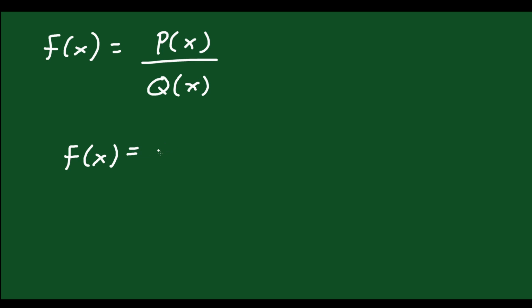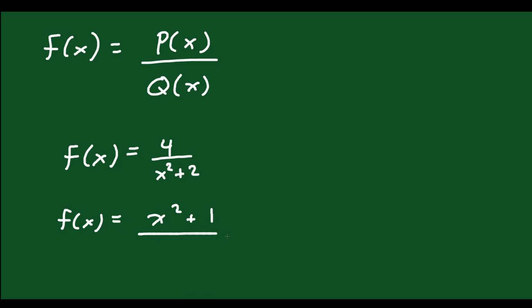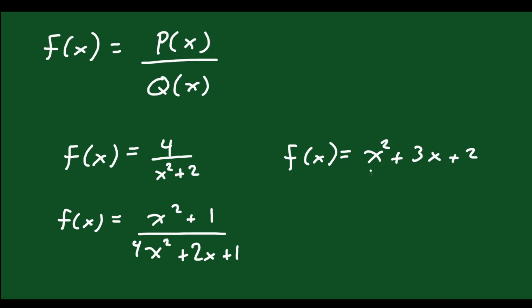So you could see something like f of x equals 4 over x squared plus 2, right? Not completely different to what we were just working with. But you could also have something like f of x equals (x squared plus 1) over (4x squared plus 2x plus 1), so second degree over a second degree. But you could also have something like f of x equals (x squared plus 3x plus 2) divided by (3x plus 1). So the degree on the bottom could be bigger, the degree on the top could be bigger, it could be the same. There's no restrictions as to what is allowed to happen here, although the shapes will look very different depending on what you have, and that's what we have to go through.